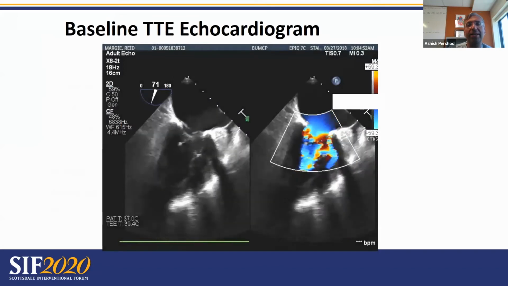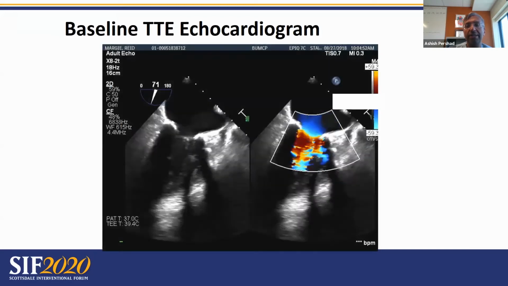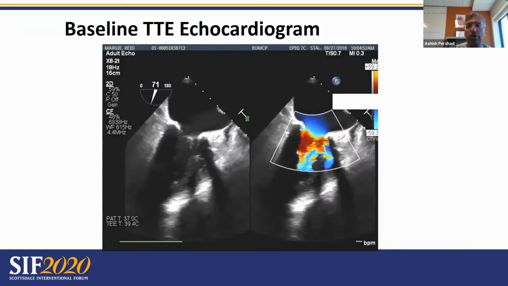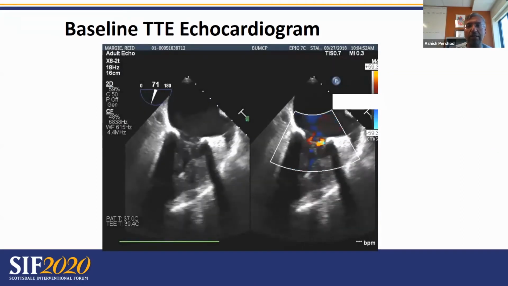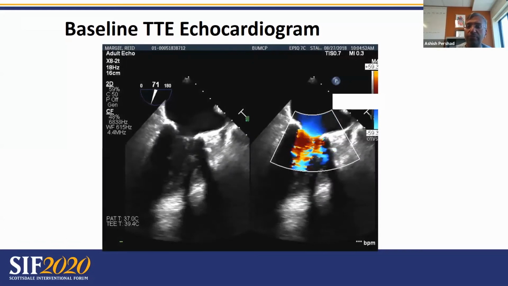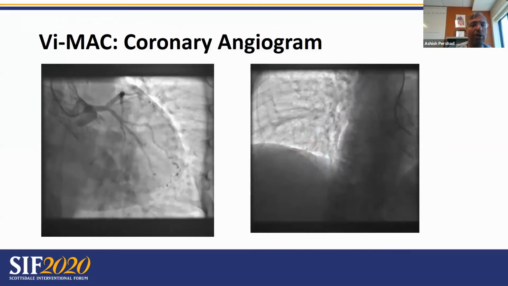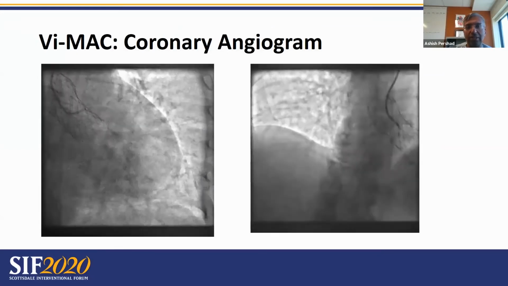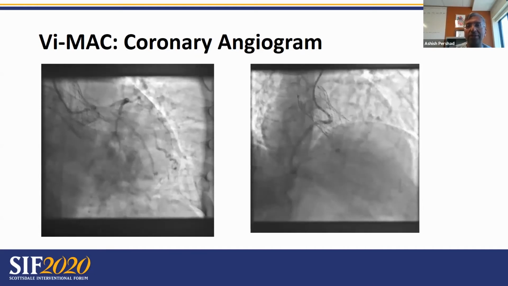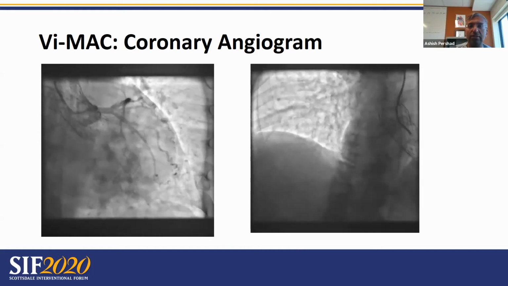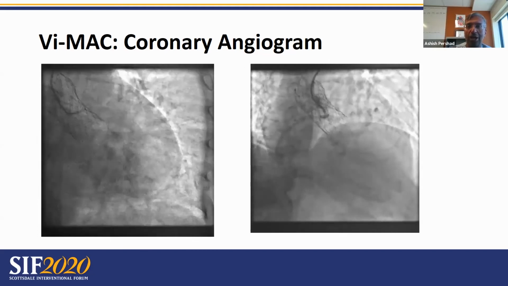So this was her baseline transthoracic echocardiogram, and you can see that she's got mixed disease. She's got moderate mitral stenosis, as well as at least moderate to severe mitral regurgitation in the right panel on this bicommissural view. A coronary angiogram demonstrated no underlying coronary disease. The previously implanted bioprosthetic CoreValve is visualized in this cine angiogram. Coronary engagement was not a challenge.